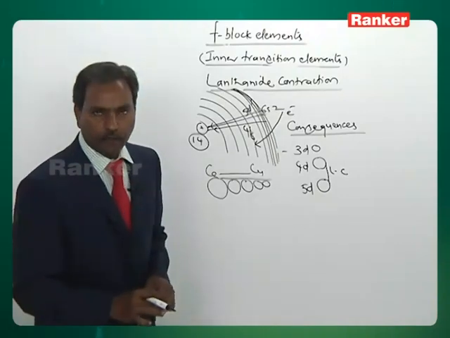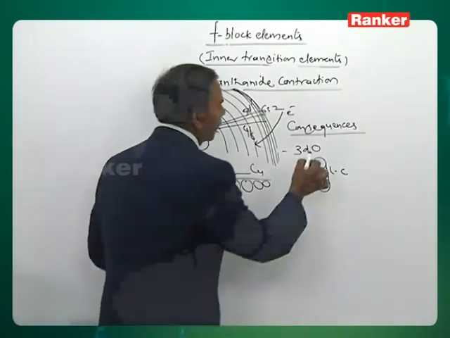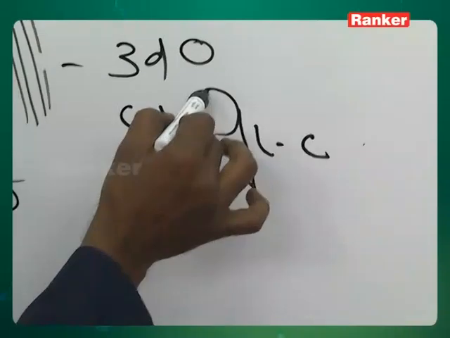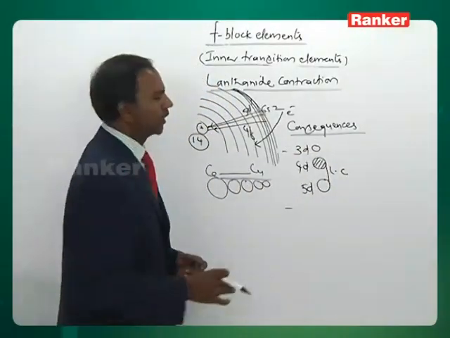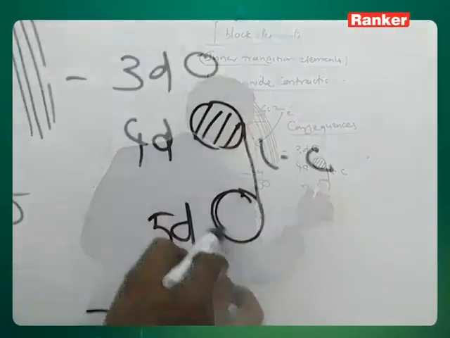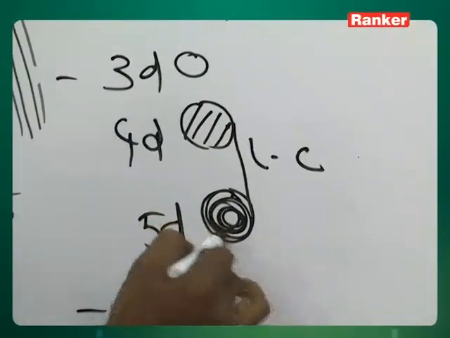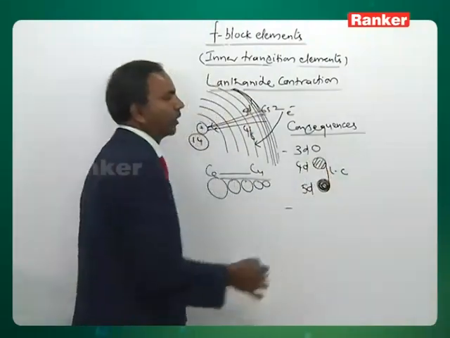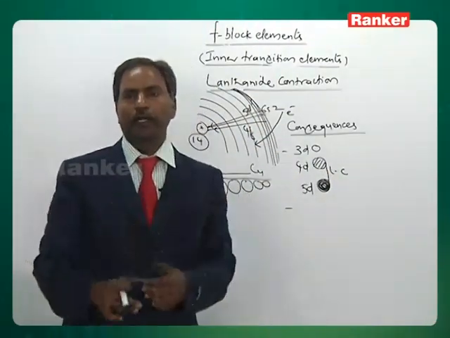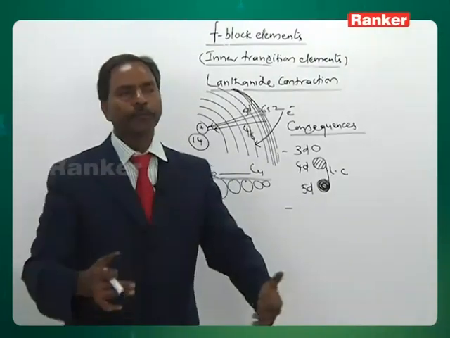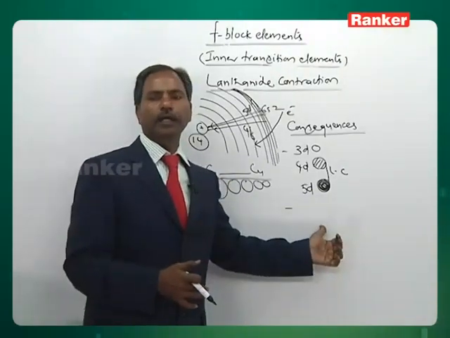Lanthanide contraction effect. Next, from 3d to 4d, the density is gradually increasing. But from 4d to 5d, the density is almost becoming double. From 3d to 4d, there is a normal increase in density, but from 4d to 5d, the density is almost becoming double. It is also due to the lanthanide contraction effect.